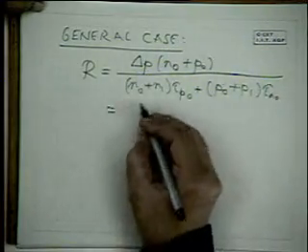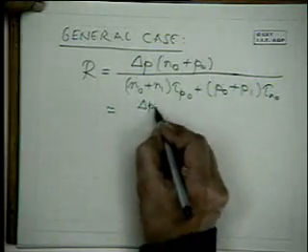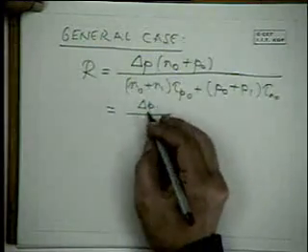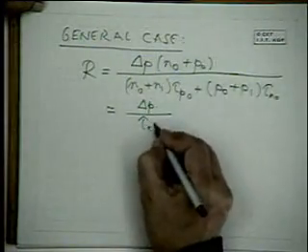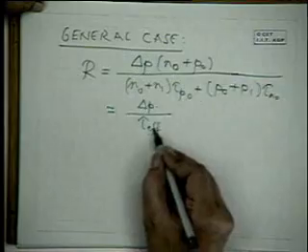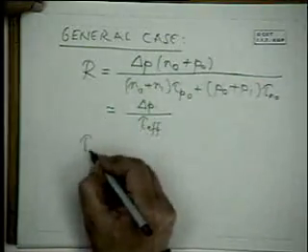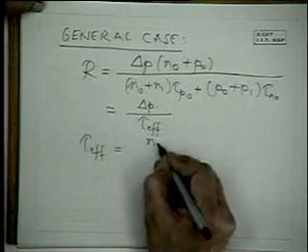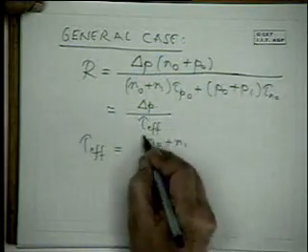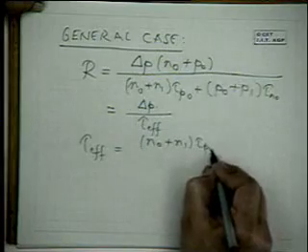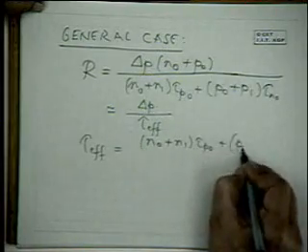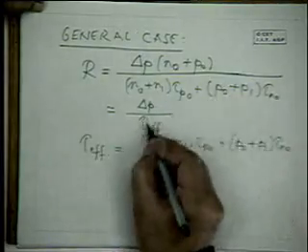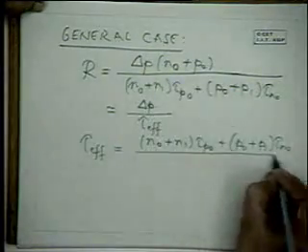And so suppose we say that this is equal to delta P, the excess carrier density, over some tau effective, where tau effective is the rest of the term. Tau effective is (N0 plus N1) tau P0 plus (P0 plus P1) tau N0, all over N0 plus P0.